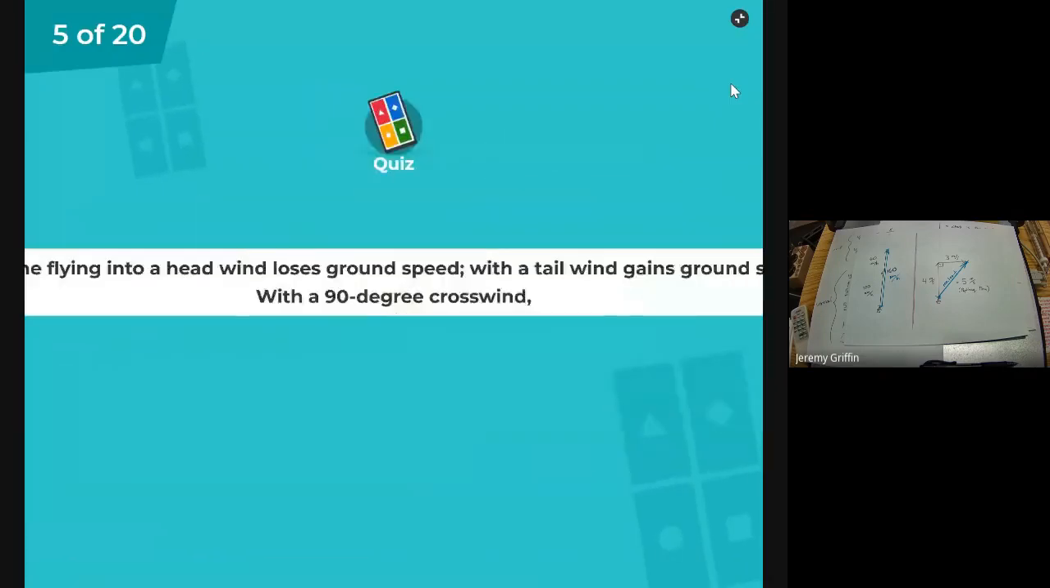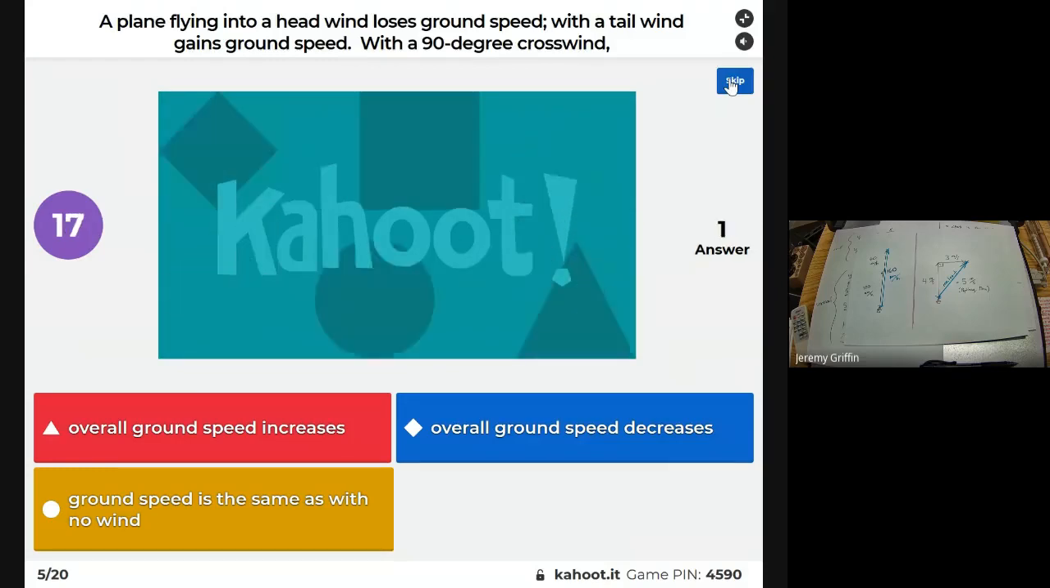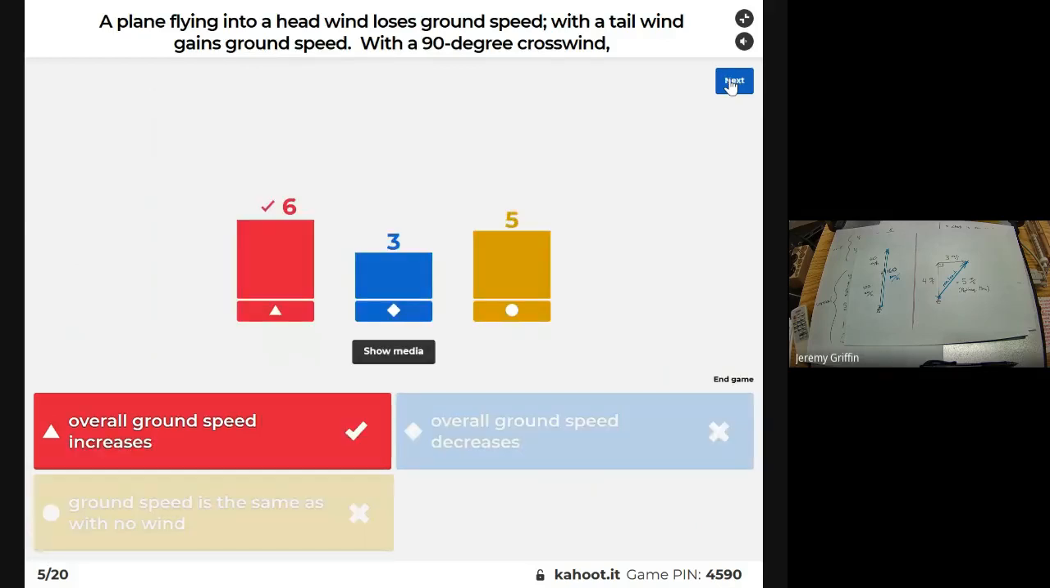Top 5. A plane flying into a headwind loses ground speed. With a tailwind, it gains ground speed. What if there's a 90-degree crosswind? I just showed you guys this answer. Ooh, okay. So why would overall ground speed increase, say, its speed relative to the ground? Well, the answer is right here.